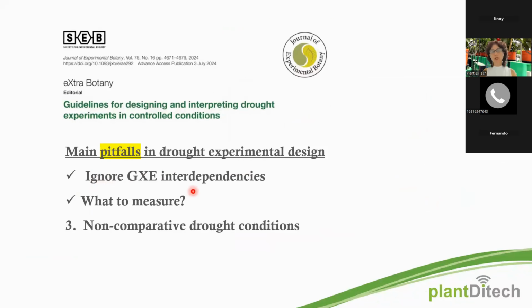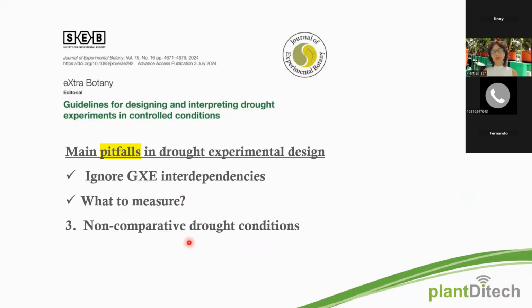So we discussed the G times E interdependencies that are very important to capture and even to normalize. Whatever device you're using, this is very important. The other thing is what to measure. We discussed physiological traits and their importance. And also randomization is very important, so there is averaging out the greenhouse effect.